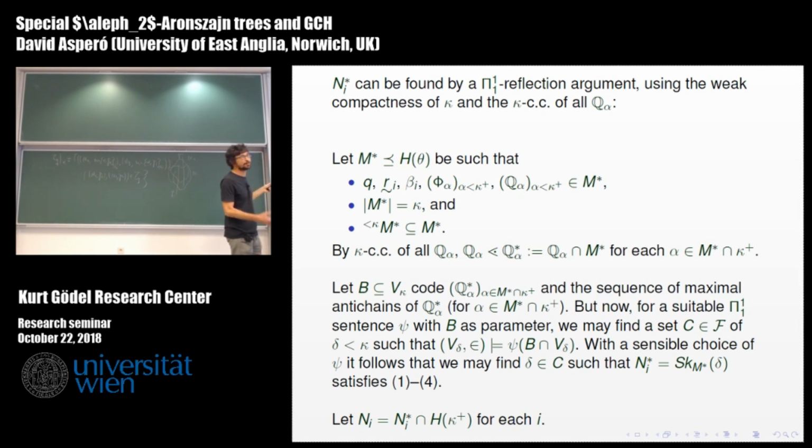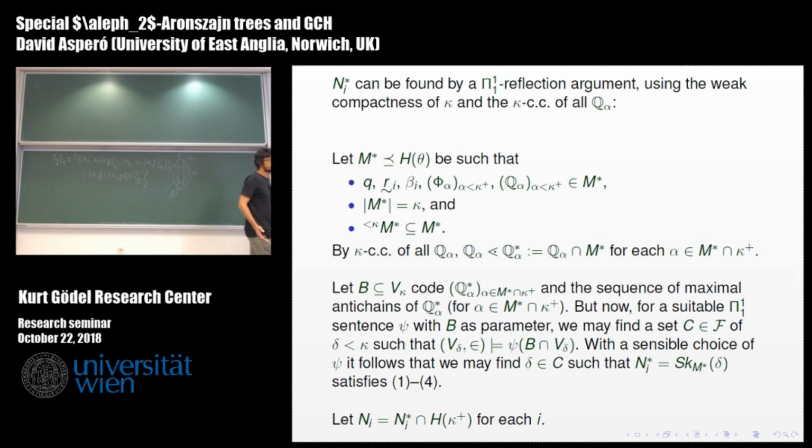It's closed under less than kappa sequences. Now, by the kappa-c.c. of all Q alphas, this Q alpha will be an elementary, right? That's the other way around. So Q alpha star, which is the intersection of Q alpha with M star, is a suborder of Q alpha for each alpha in M star.